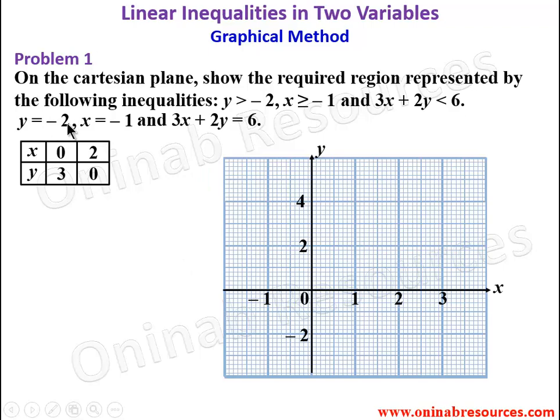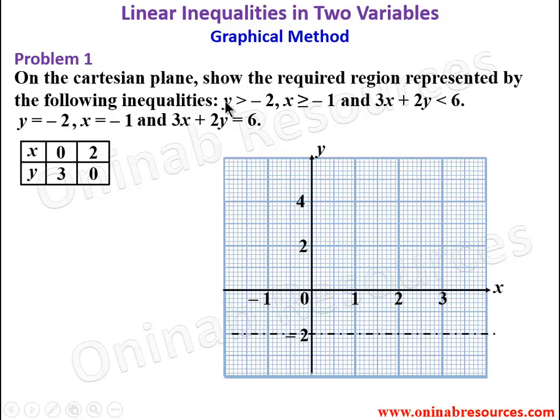Starting from y is equal to -2, the line is going to be a broken line because the inequality represented there is just greater than, not greater than or equal to. So if it is greater than only, then we use a broken line. If it is greater than or equal to, as in x greater than or equal to -1, we use the normal bold line. So this is the line y equal to -2. So we draw the line with a broken line.